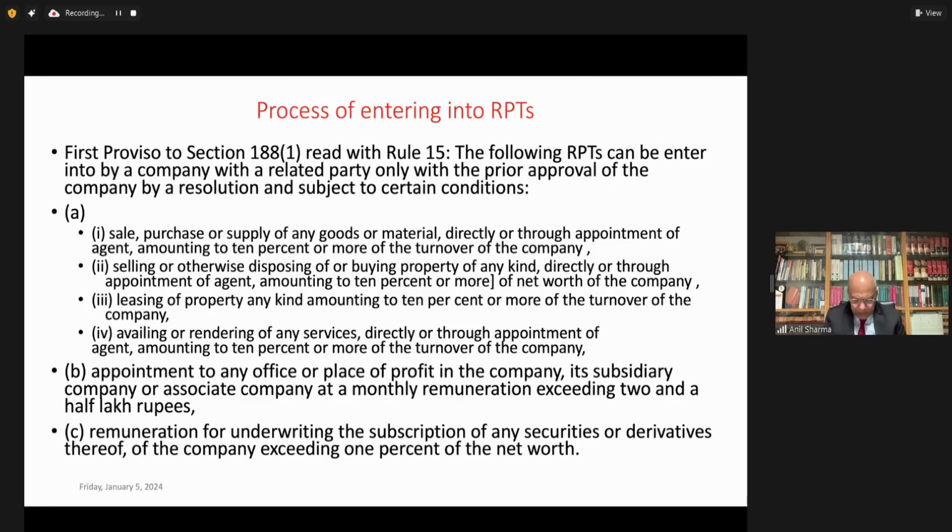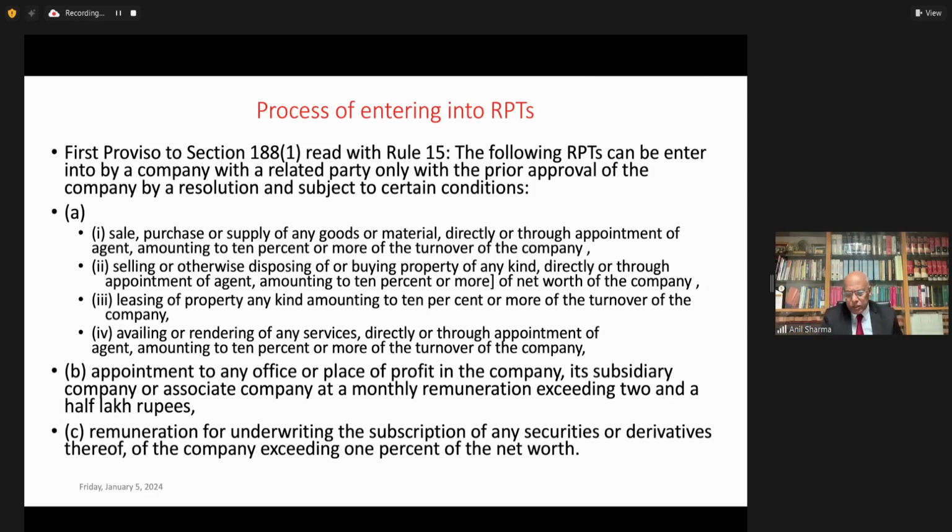Then this section goes a little further. It says that though board approval will be there, it makes more strict provision with regard to certain related party transactions, where it says that there has to be a prior approval of the company by a resolution. So it means they are saying that only board approval is not sufficient in certain transactions, which I am going to just explain to you.